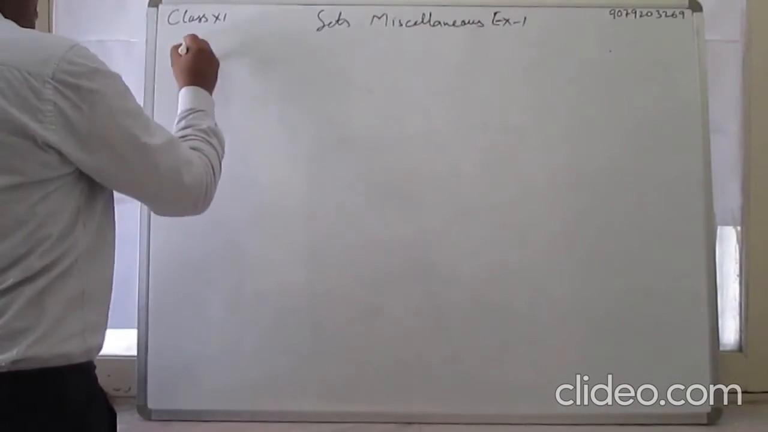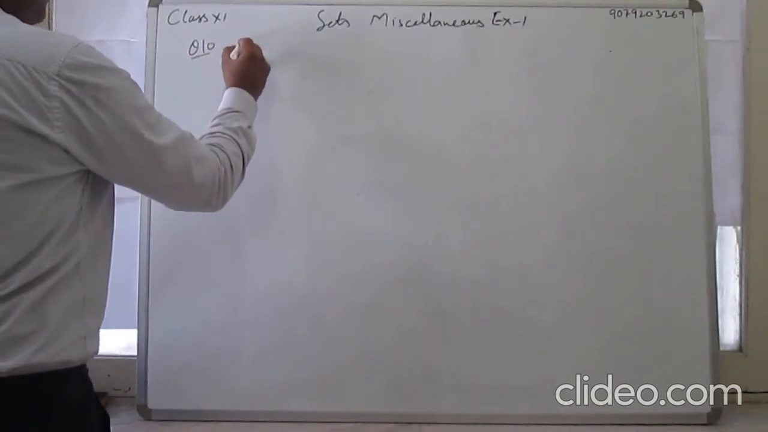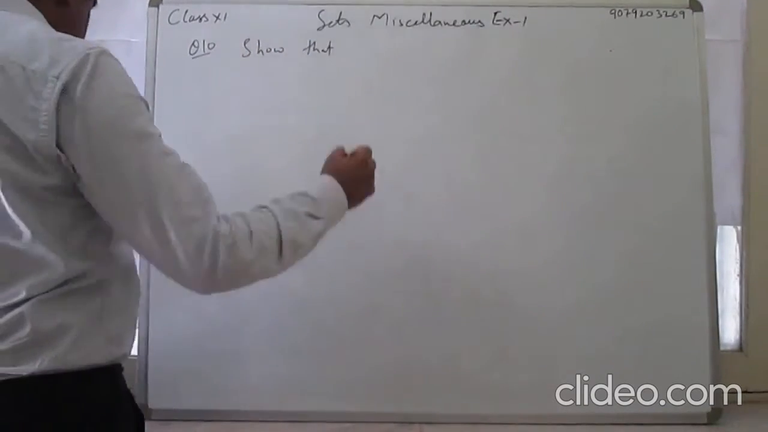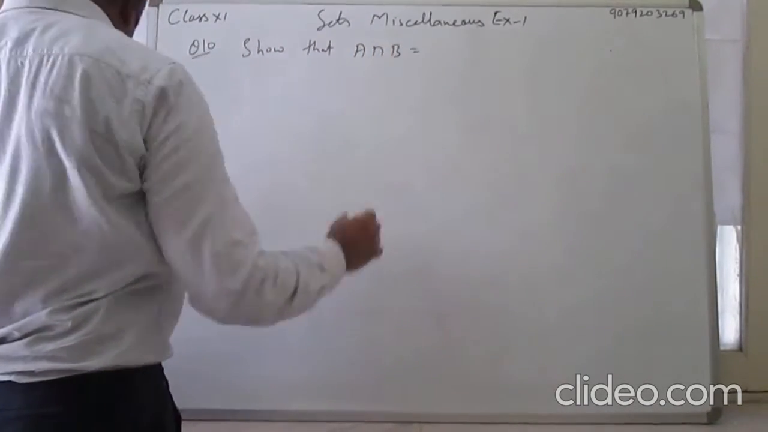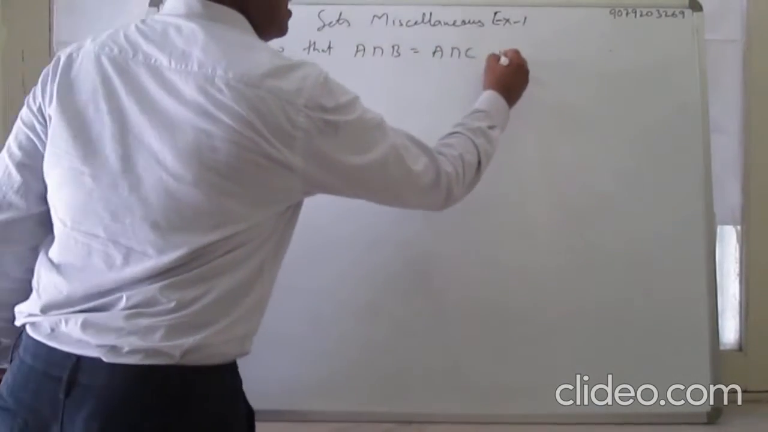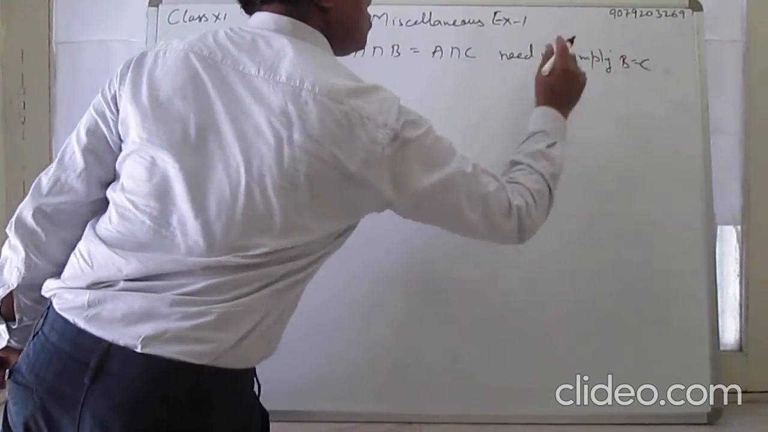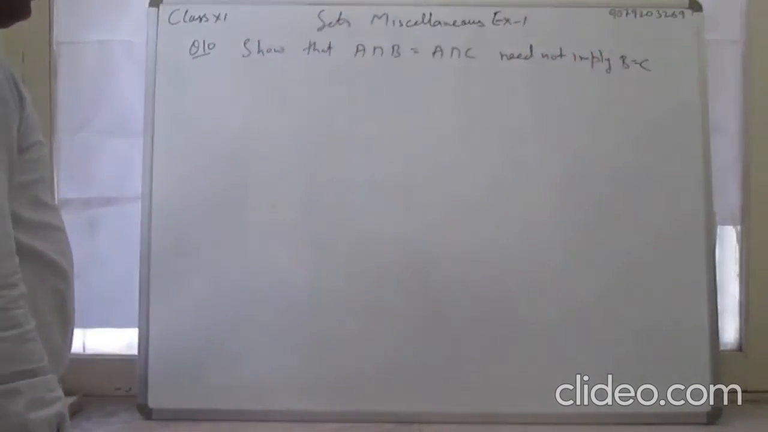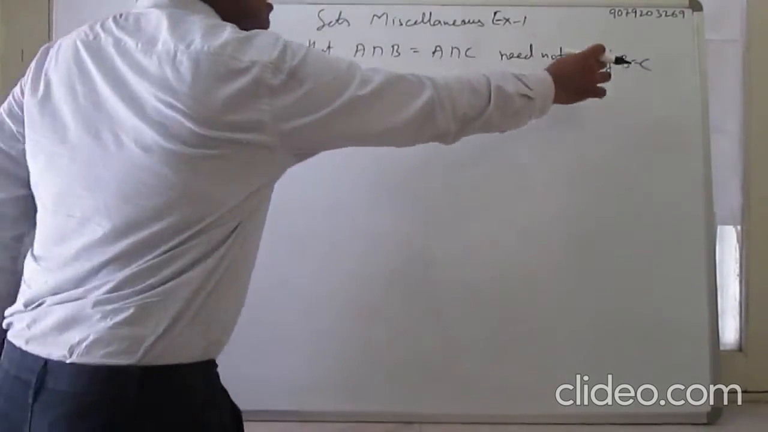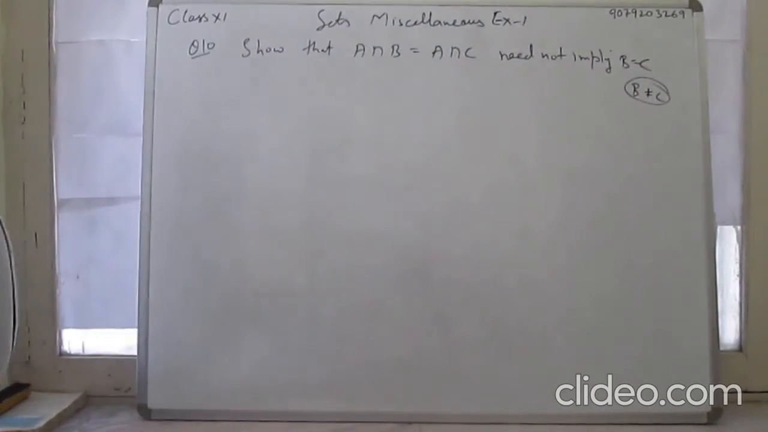Question number 10. Show that A intersection B is equal to A intersection C need not imply B is equal to C. It is not necessary that B is equal to C for this to hold. So what will we prove? Even if B is not equal to C, this can still happen.